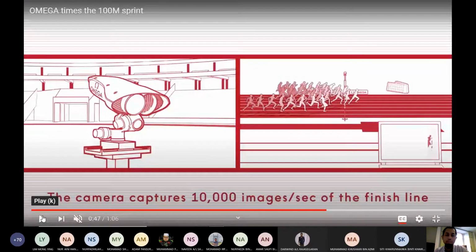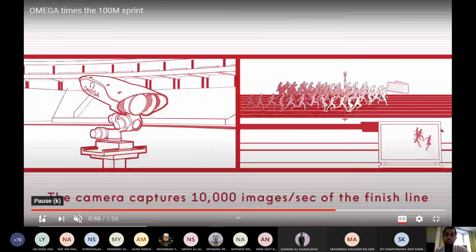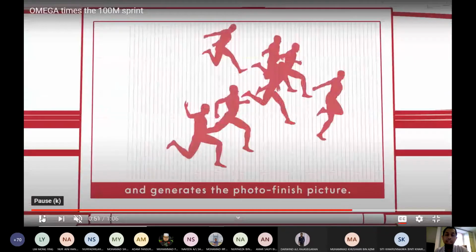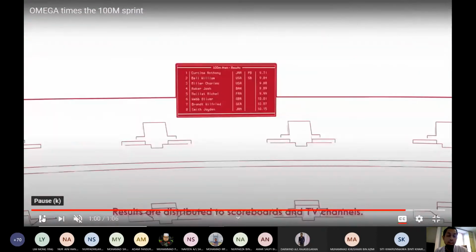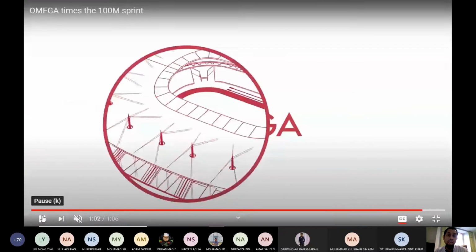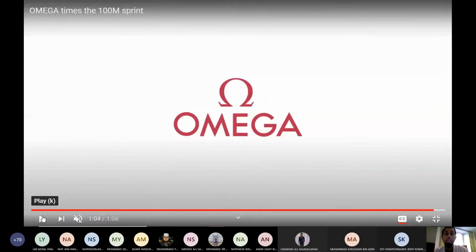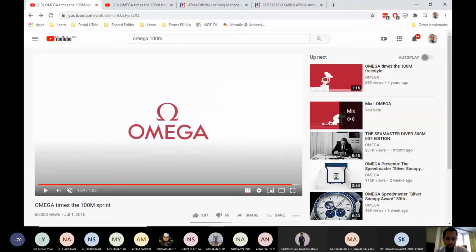Can you imagine 10,000 images per second? Because in the 100 meter, everyone is fast. They need to capture a lot of images so that they can verify the winner conclusively. So 10,000 images per second, and they use it to generate the photo finish picture. That is the level of detail, in terms of precision and accuracy, that is required in 100 meter time measurement.